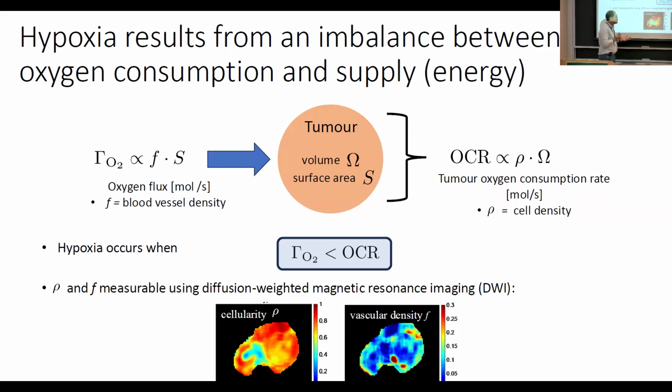The oxygen consumption rate, on the other hand, is proportional to the number of cancer cells. So two critical variables here are the cell density, which is rho, and the blood vessel density, which is F. And what's really exciting is that you can measure those in about 5 minutes using a type of magnetic resonance imaging scan called diffusion weighted MR imaging. So basically that's what I spend a substantial fraction of my time doing, just acquiring these diffusion weighted images for reams and reams of cancer patients.